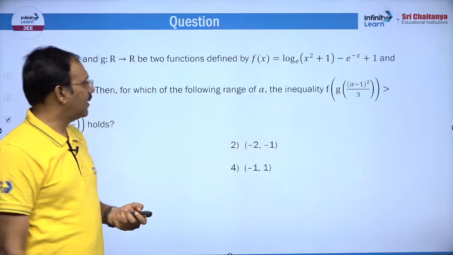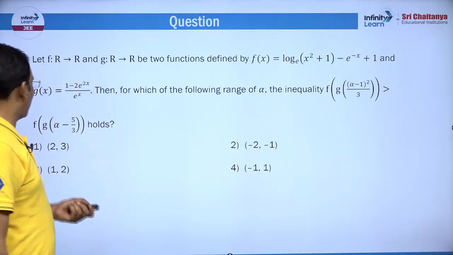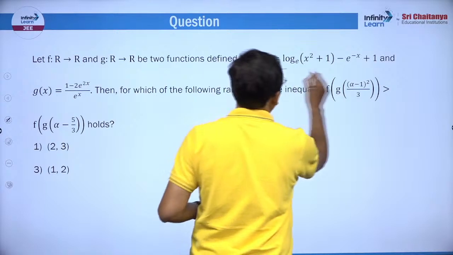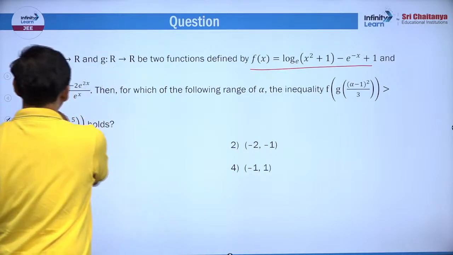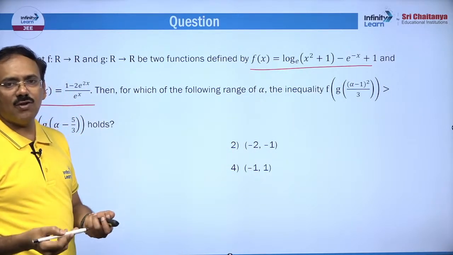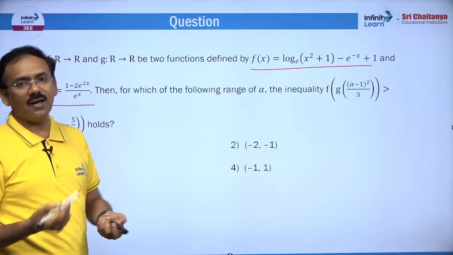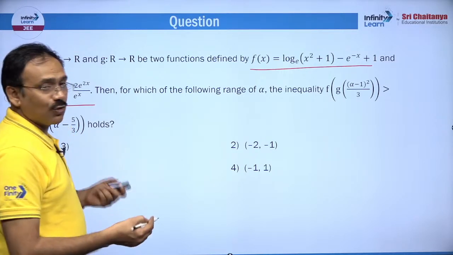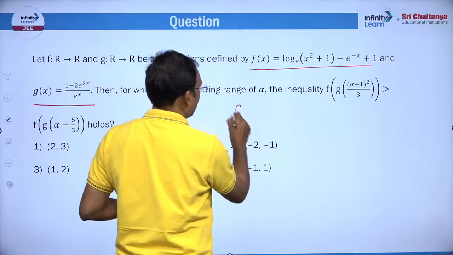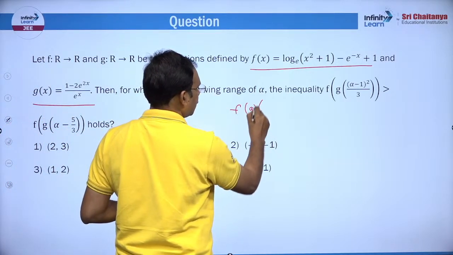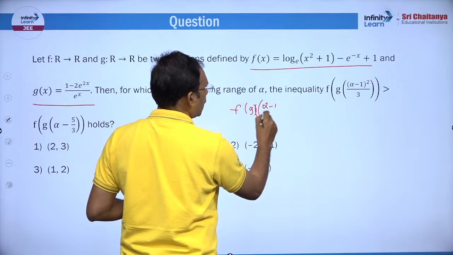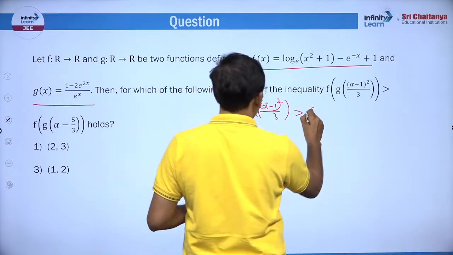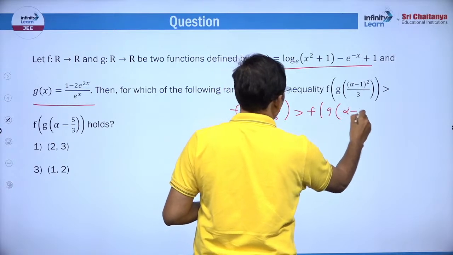Okay. Next. So, friends, in the same way, these kinds of questions are routine questions. You see, f of x is some function given, g of x is some function given, you just take the derivative and identify whether they are increasing or decreasing. So, you will observe that one is increasing, the other decreasing. So, f circle g, you are given f circle g of (alpha minus 1) whole square by 3 is greater than f of g of alpha minus 5 by 3.